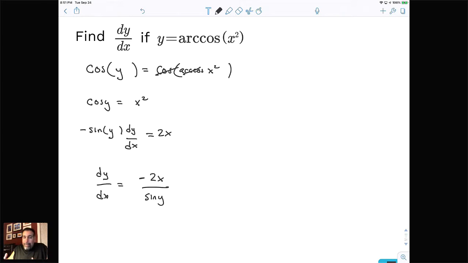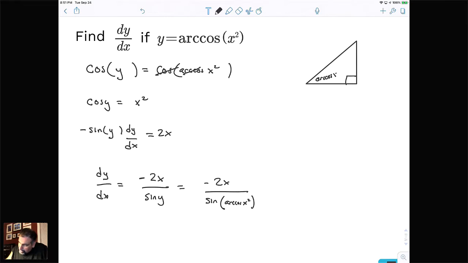And now we're right back where we were in these other examples. I've got a function of x I started with. I want a function of x I want to end with. Let's replace that best we can. So this becomes the sine of the arc cosine of x squared. And now we've got to draw that triangle and figure out how to handle that. So what does the arc cosine of x squared look like? Well, the angle is arc cosine of x squared, which means this is the angle whose cosine is x squared. So the adjacent side is x squared and the hypotenuse is 1.